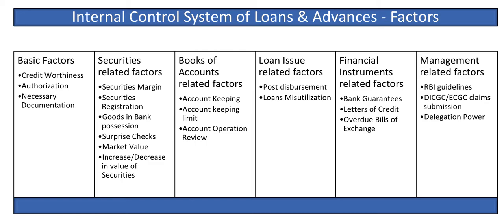The next one is related to goods that are hypothecated. The price check should be made by the bank in respect of the hypothecated goods that are not actually in the possession of the bank. And the next one is the market value. The goods' market value keeps changing.